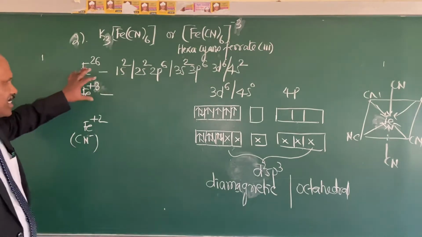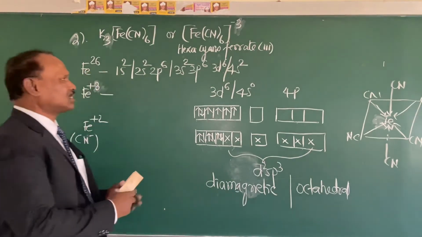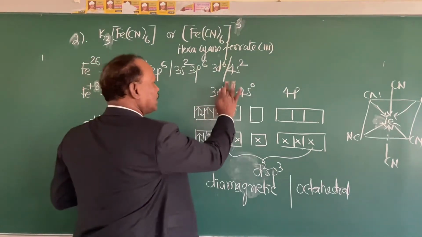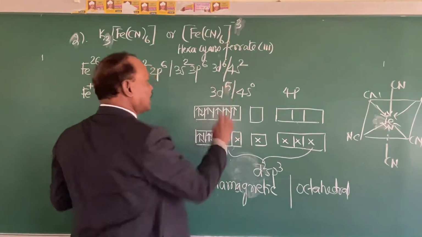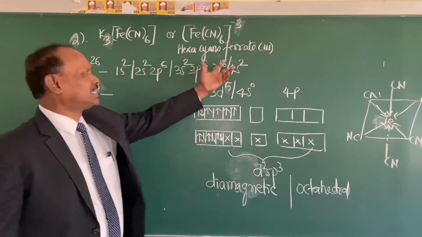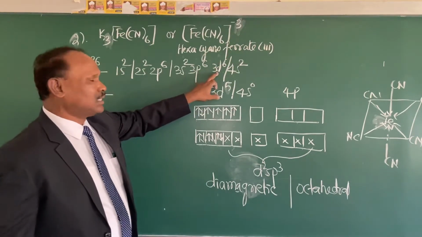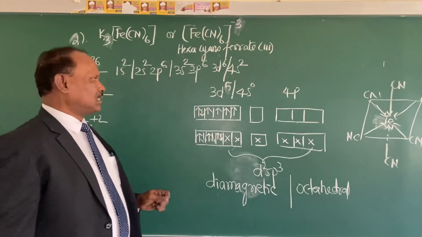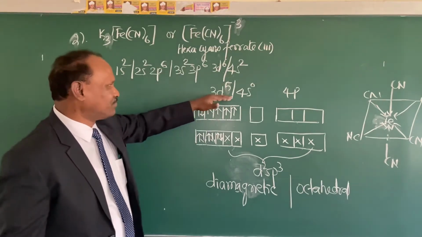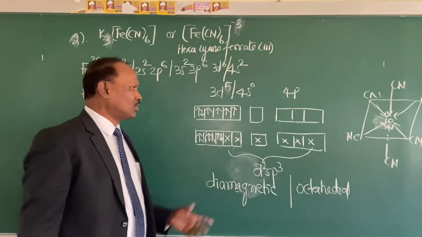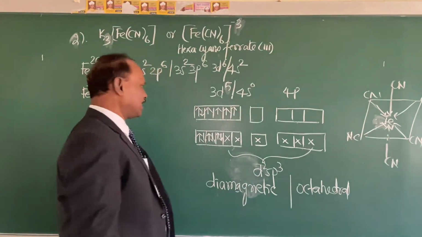So the Fe+3 ion will have the electronic configuration like this: 4s0 and 3d5. That is 3 electrons: 2 electrons from 4s and 1 electron from 3d are lost. Therefore it becomes 3d5, 4s0, and 4p, which I have written as empty.